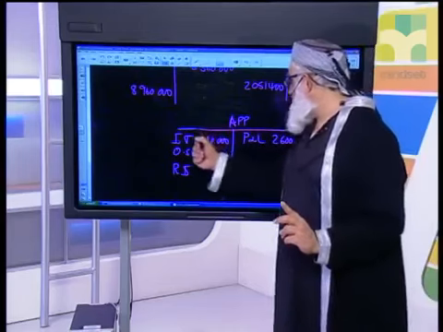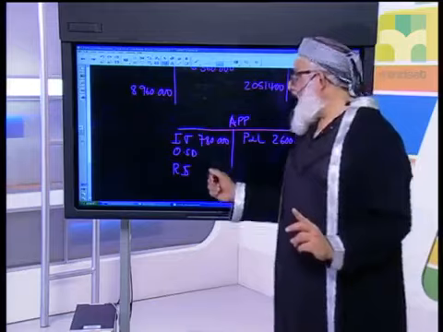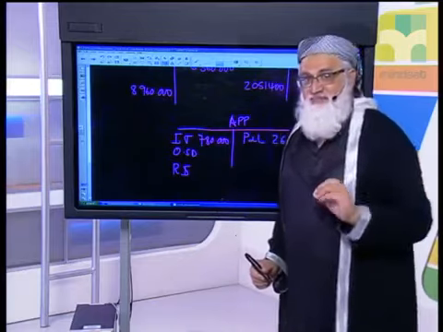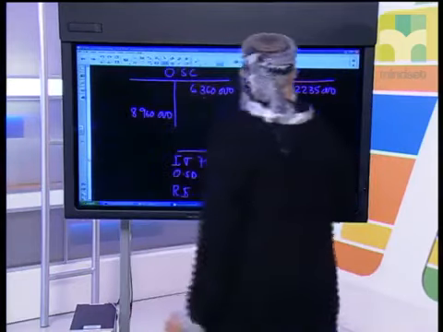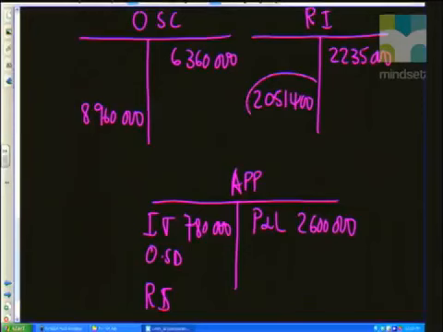I've got my income tax figure. I also have my retained income at the end of the year, don't I? Let's look at it. There's my retained income at the end of the year, 2,051,400. So if that is my figure, 2,051,400, I can now go and calculate my ordinary share dividend figure.